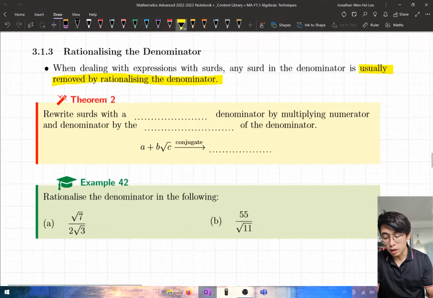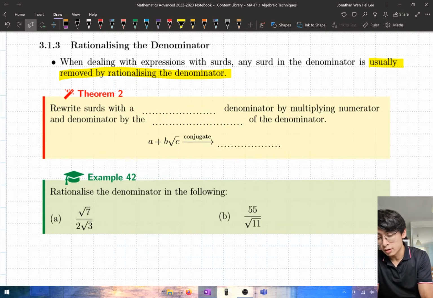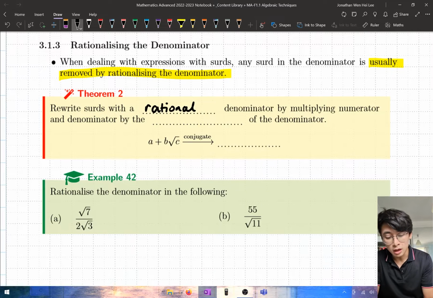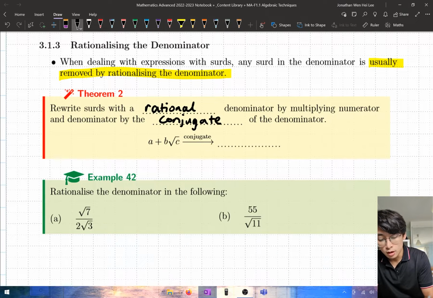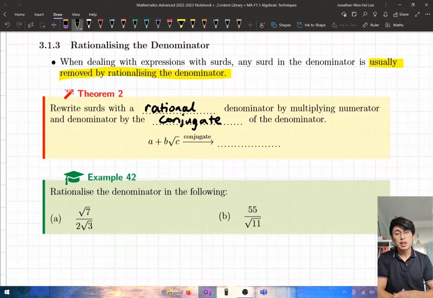Now, often we like to rewrite surds with a rational denominator by multiplying the numerator and denominator by the conjugate of the denominator. Now this applies for when there's binomials, but usually when there's only single terms, there's a lot easier way to actually do this, and I'll show you in a moment.